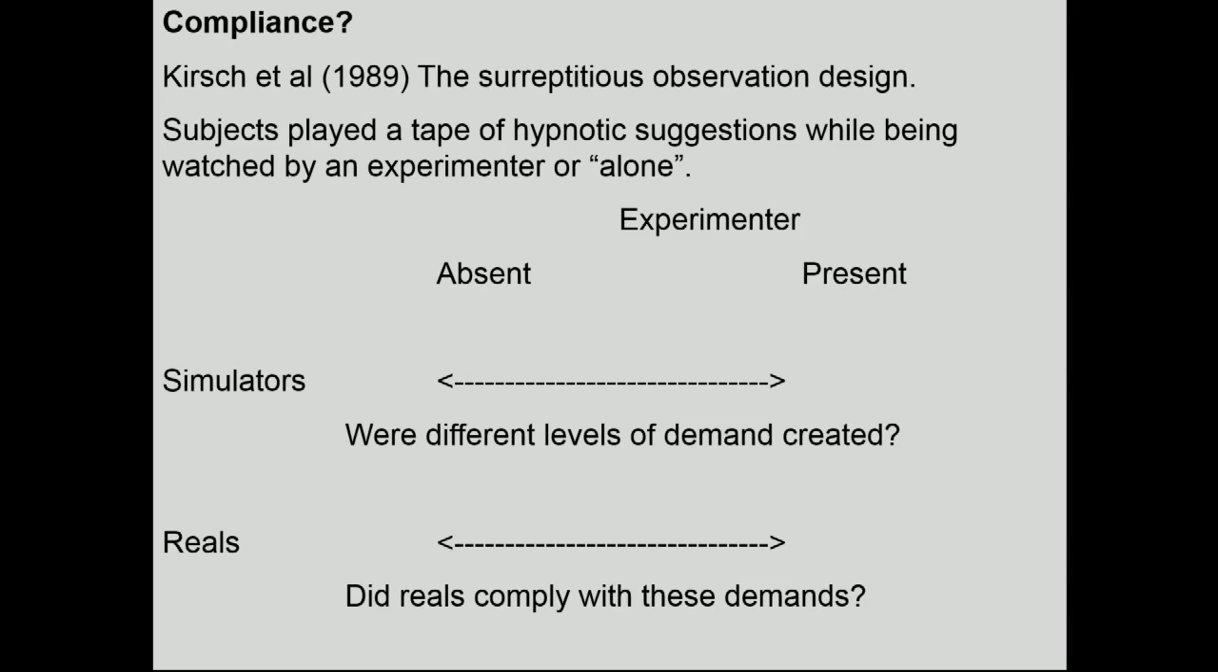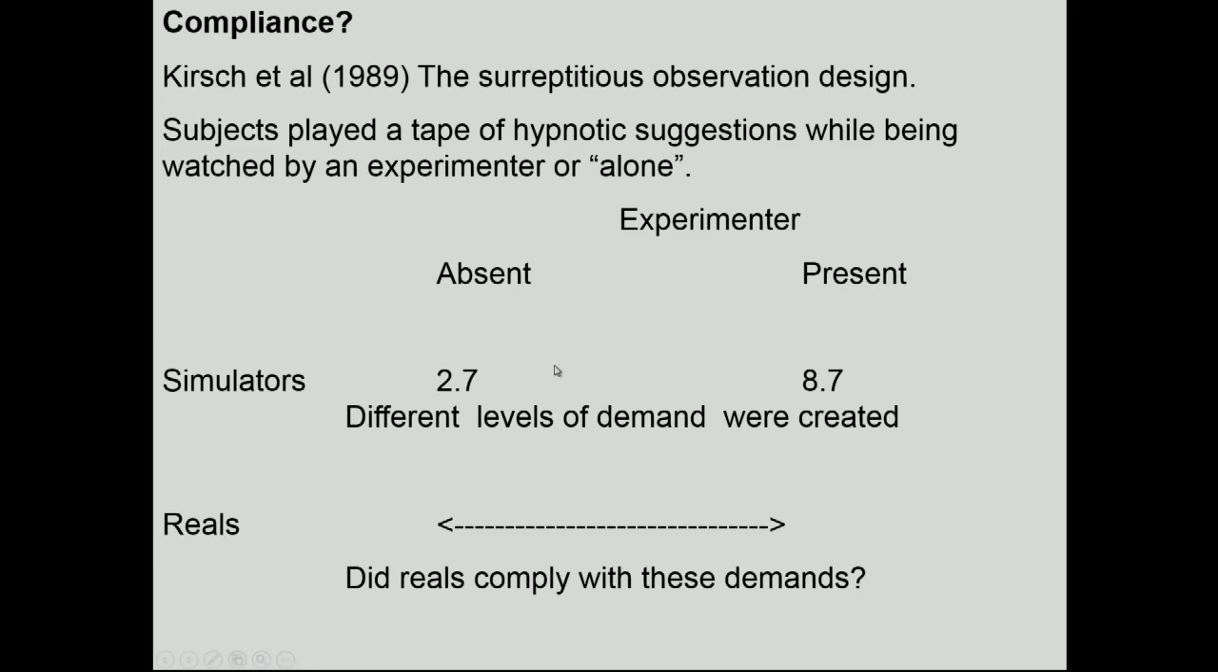Well, one way of telling that is looking at the simulators and looking at the experimenter absent versus present condition. So if they thought the experimenters were watching and taking note of them in both conditions, and they're told to put on a good show for the rest of the experiment, then they'll perform the same in these two conditions. But if there is a difference in simulators where it's presented to them as if they're alone, as opposed to when there's an experimenter clearly there, then we can say there were different levels of demand created. Now, given we have created different levels of demand, we can see what the reals do. Do they comply with those different levels of demand?